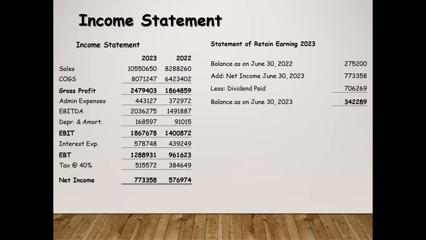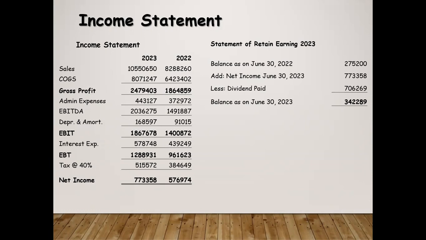Thereafter, we have interest expense. Sometimes it is also called financial charges. So the difference is earnings before tax. Thereafter, we calculate the tax at the rate of 40%. That can vary from country to country. So thereafter, we have the figure that is net income available to the business.